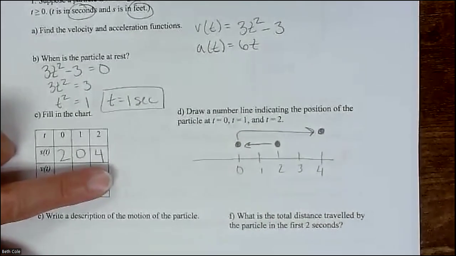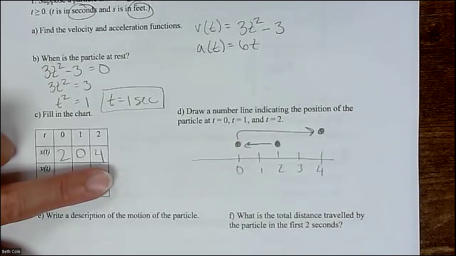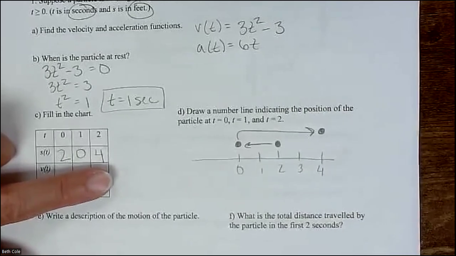In order to turn around, you have to stop. There's no such thing as a U-turn here. If you want to go the other direction, you have to stop, which is important to know.